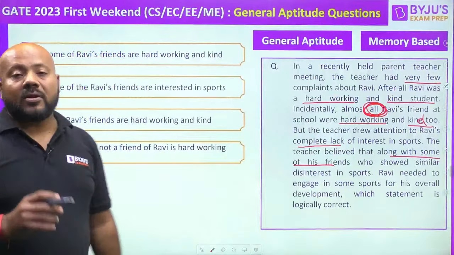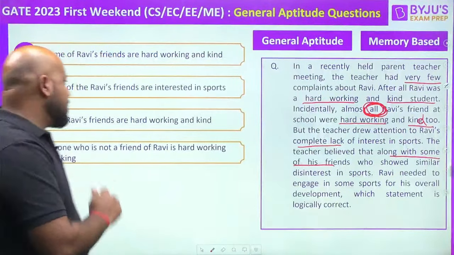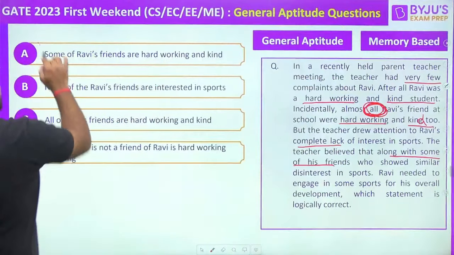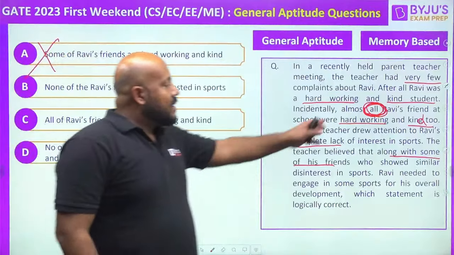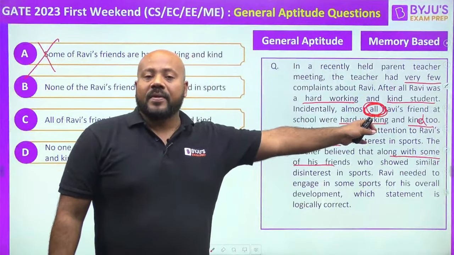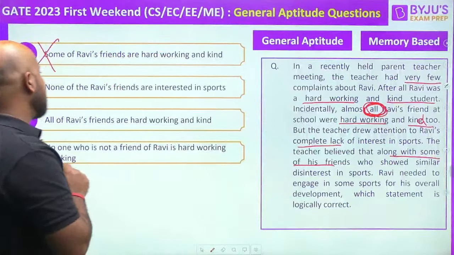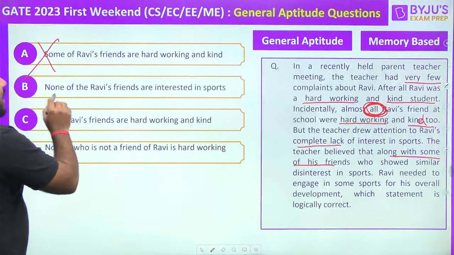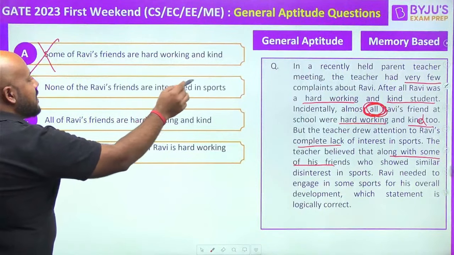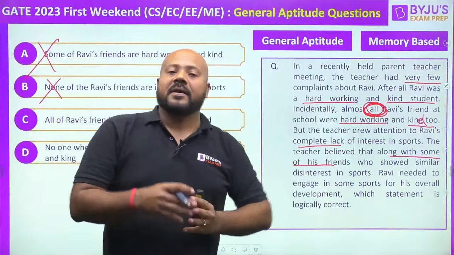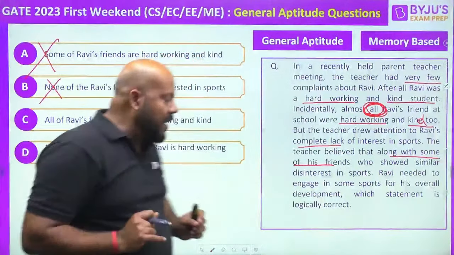Which statement is logically correct? So let us read the statements now. Option A: some of Ravi's friends are hardworking and kind. This is 100% wrong because in this passage itself he is mentioning all of Ravi's friends are hardworking and kind. Option B: none of Ravi's friends are interested in sports. This is 100% wrong because some of Ravi's friends are interested and some are disinterested.